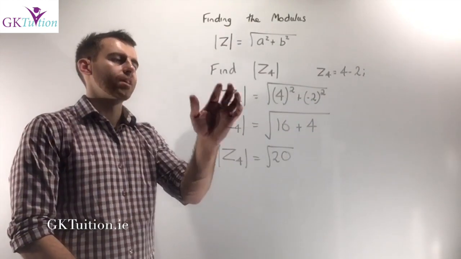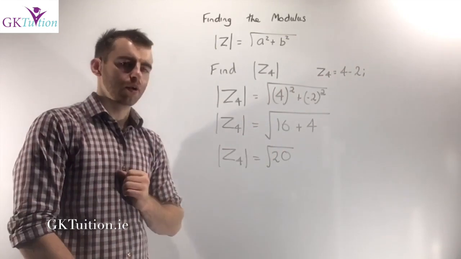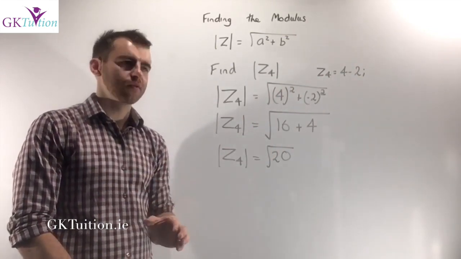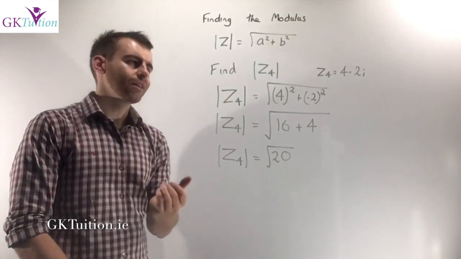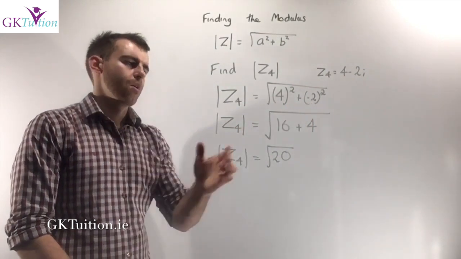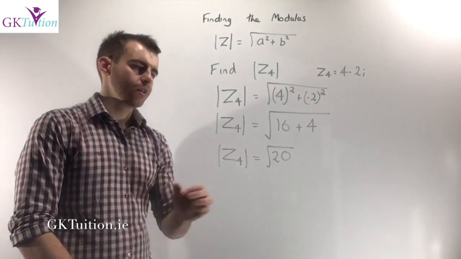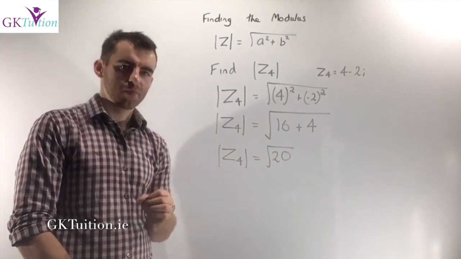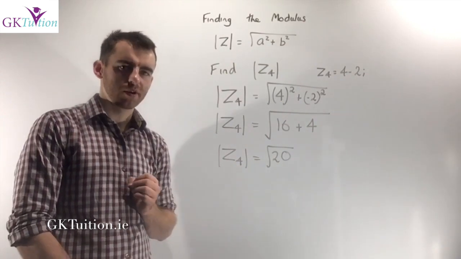The fourth one was to get the modulus of Z4. Z4 is 4 minus 2i. And in order to get the modulus of a complex number, it's the square root of a squared plus b squared. Clearly in this case, the a value is 4 and the b value is minus 2. 4 squared is 16 and minus 2 squared is 4. 16 plus 4 works out as 20. So I can say that the modulus of Z4 is equal to the square root of 20.